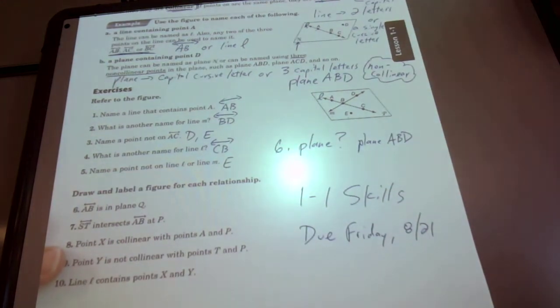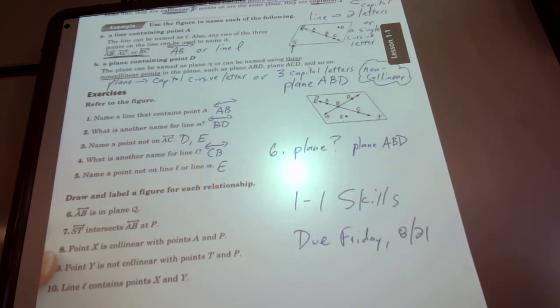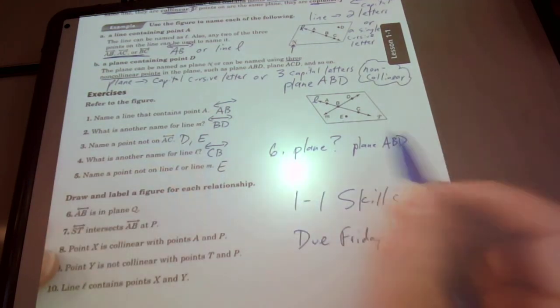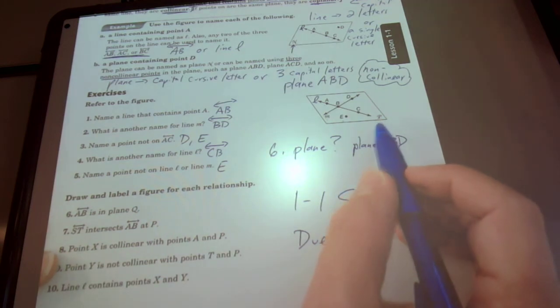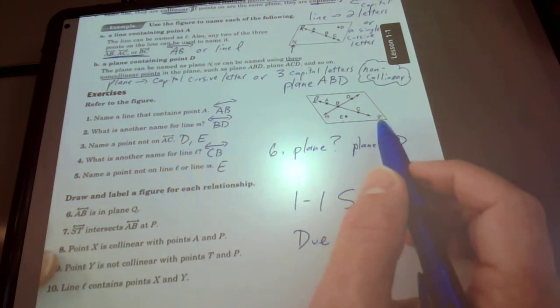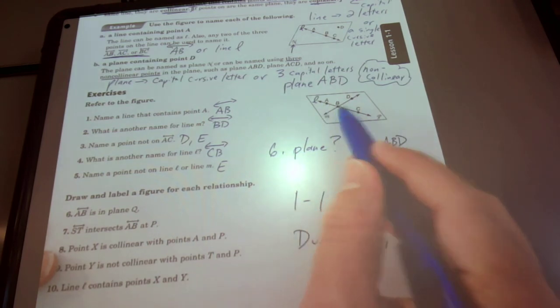We made us up a question 6 right here, okay? Name a plane, or name the plane represented in a figure. Obviously, we got options. We could go capital, big, cursive P, right? We could go cursive P, so plane P. We could do plane A, B, D.